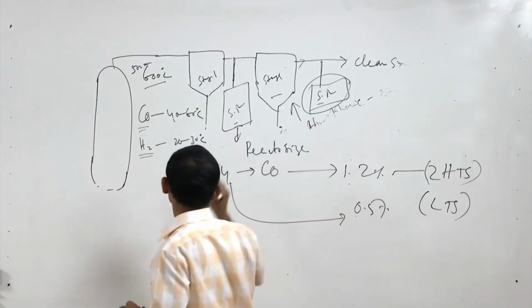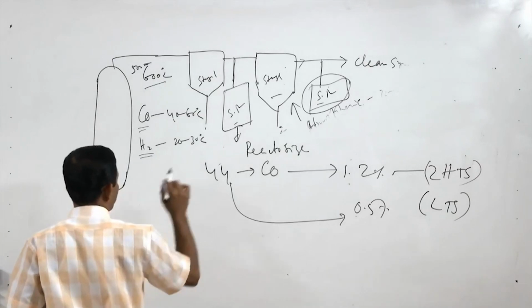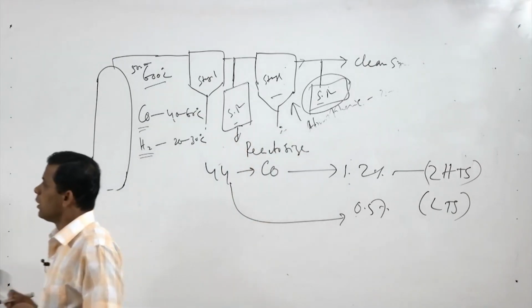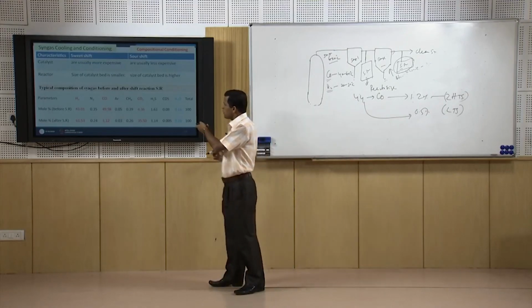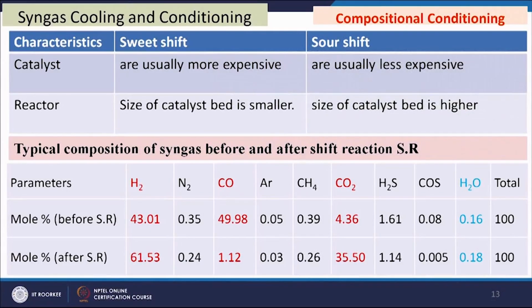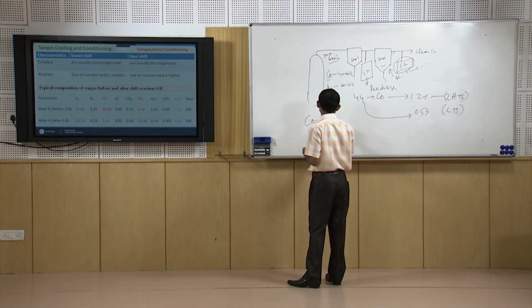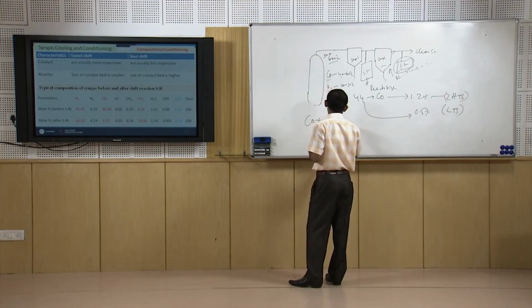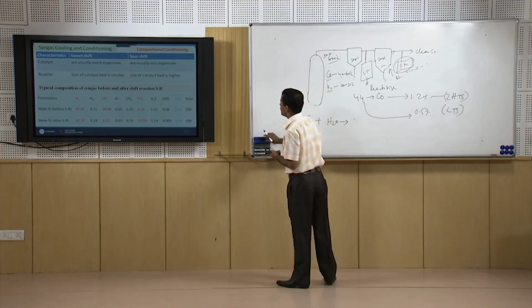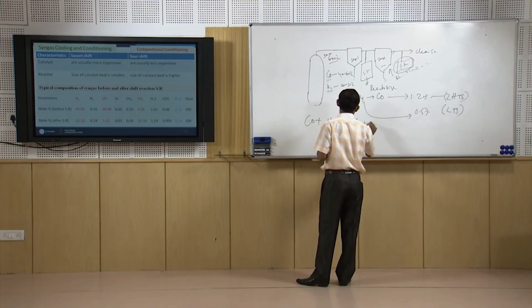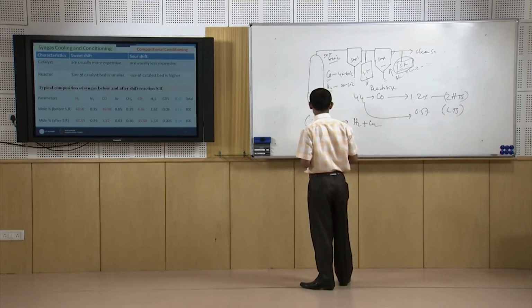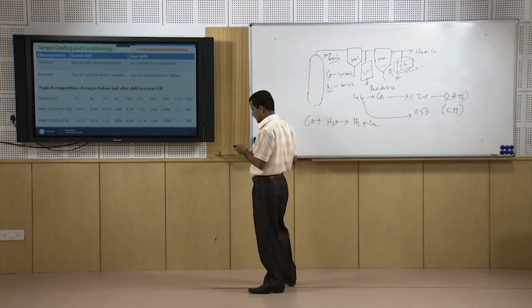So, this is the difference between the sweet shift and sour shift reactor. Here a typical example is given of how the quality of the syngas changes after the shift gas reaction. The basic reaction is CO plus H2O, which gives H2 plus CO2. So, this is the basic reaction.